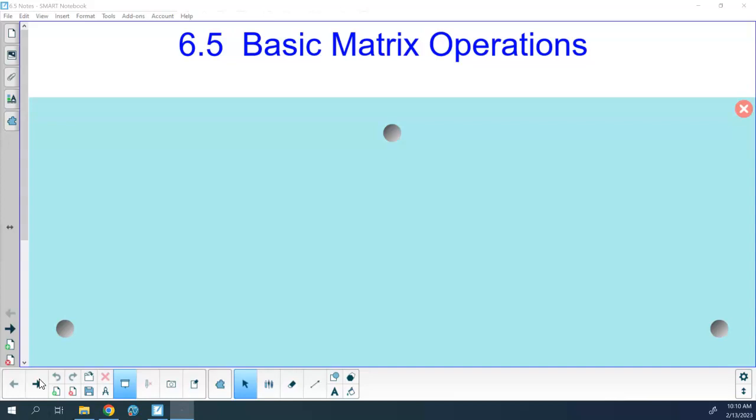Then Wednesday, we're going to do matrix multiplication. We're going to multiply 2 matrices together. Then Thursday, we're going to have inverses and determinants of matrices. So Thursday is going to be an important day.